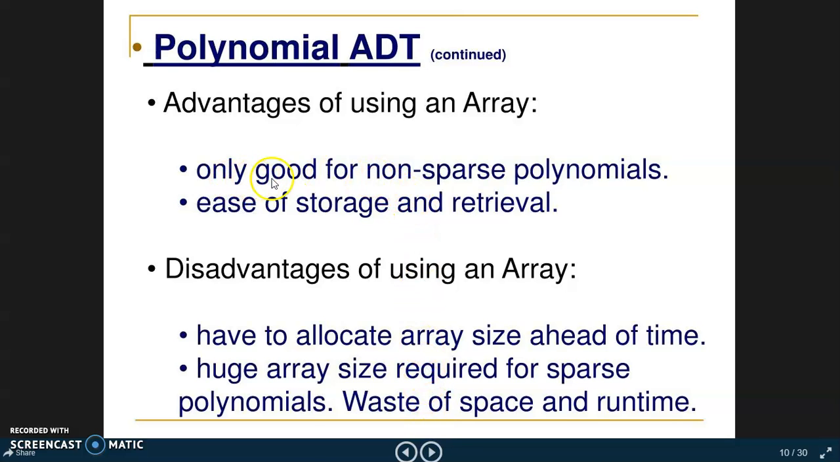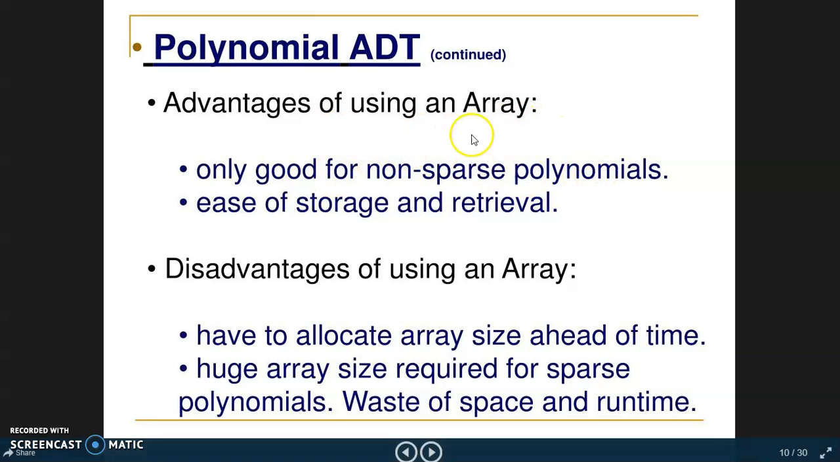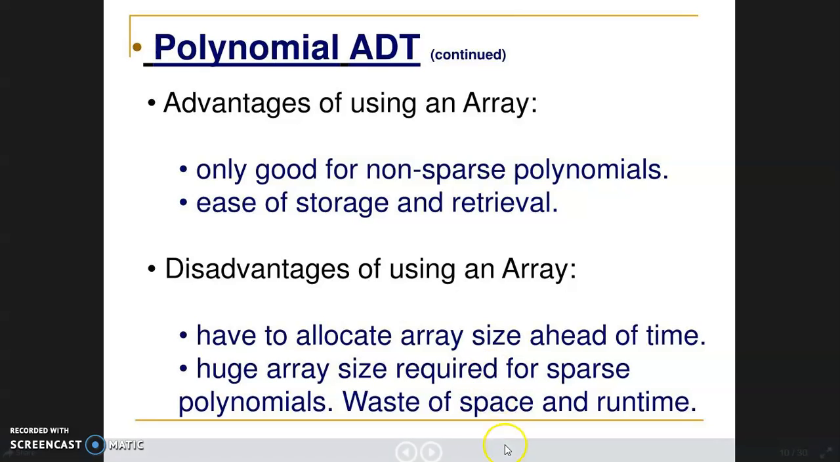The only advantage is whenever you have non-sparse polynomials, that is, without any gap in the polynomials. If you have any such polynomial expression, then an array is very good, and ease of storage and retrieval is also very easy. The main disadvantage is whenever you have sparse polynomials, a huge array size will be occupied.